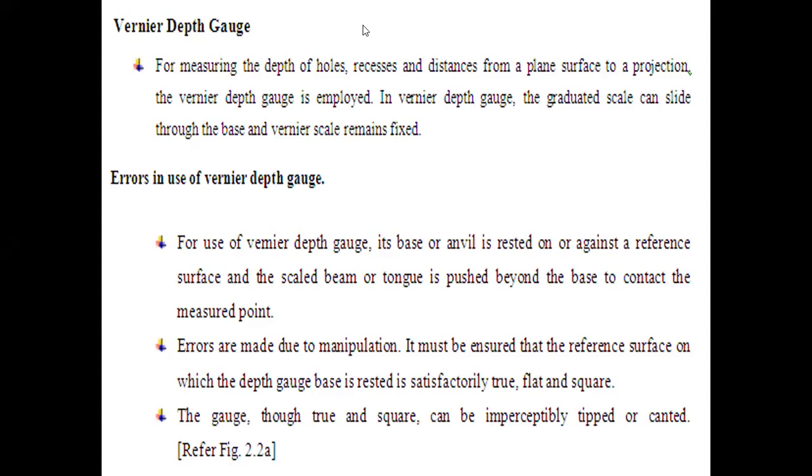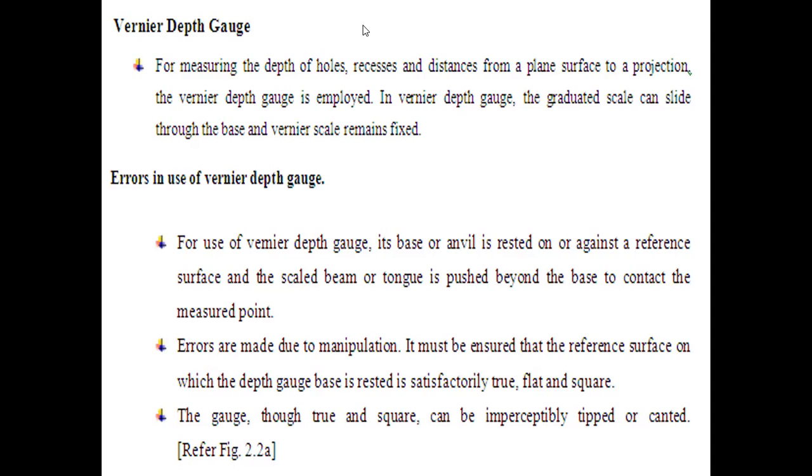In today's video lecture, we are going to discuss the vernier depth gauge and its significant importance in linear measurements under metrology. Before proceeding to the vernier depth gauge, in the last part of the video lecture, we saw the vernier height gauge and vernier caliper. So what is the comparison between the vernier height gauge and the vernier depth gauge?